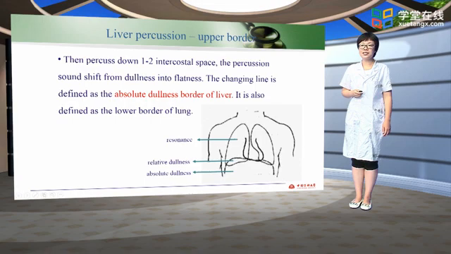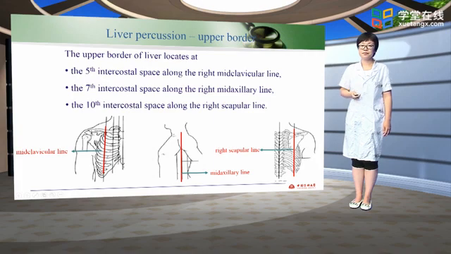Next, we continue percussing down 1 to 2 intercostal spaces. Then there is no lung covering the liver. The percussion sound shifts from dullness into flatness. The changing line is defined as the absolute dullness border of the liver. It's also defined as the lower border of the lung. The percussion is done at the three lines: the right midclavicular line, right midaxillary line, and the right scapular line.